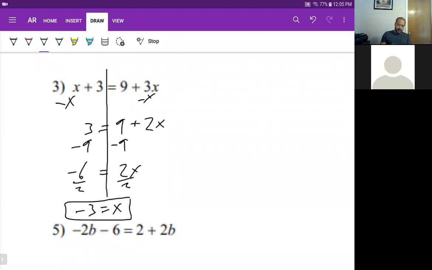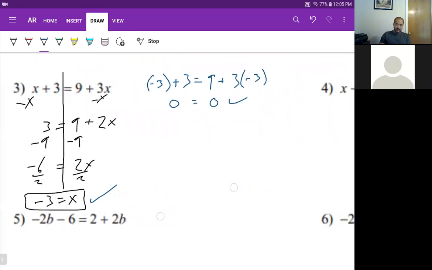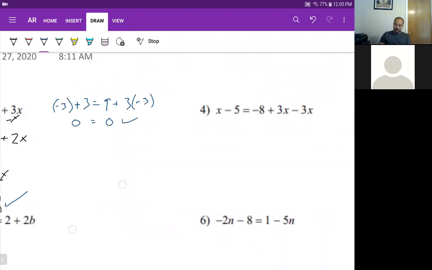So if you were to plug this back in, you have negative 3 plus 3 equals 9 plus 3 times negative 3. Are these equal? Yeah, that's 0. That's 0. So yeah, this works. That's the answer. So that's just inverse operations.